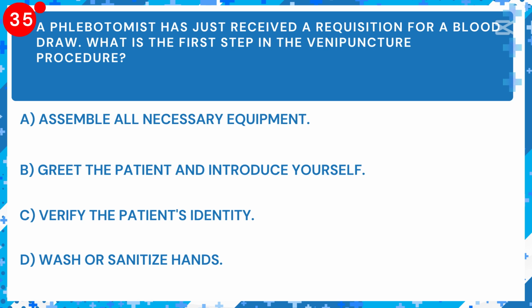Question 35. A phlebotomist has just received a requisition for a blood draw. What is the first step in the venipuncture procedure? A. Assemble all necessary equipment. B. Greet the patient and introduce yourself. C. Verify the patient's identity. D. Wash or sanitize hands.